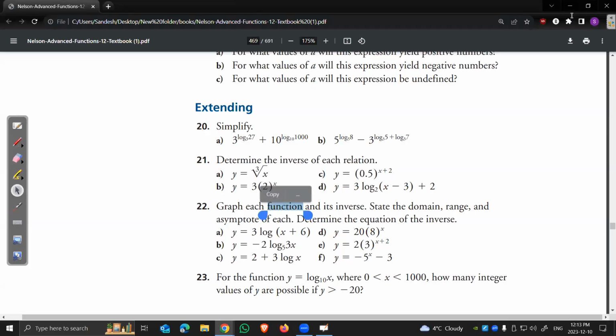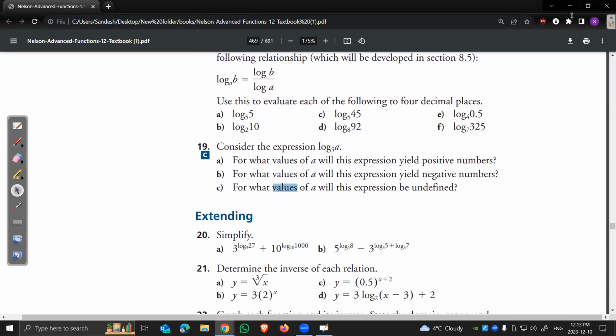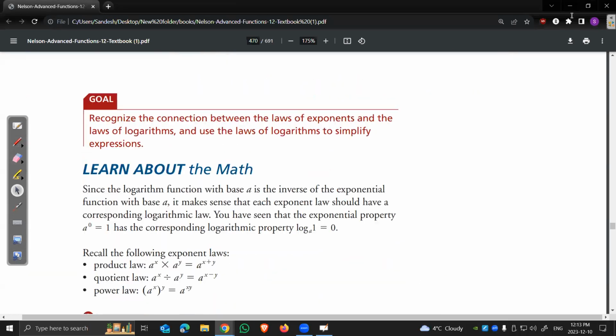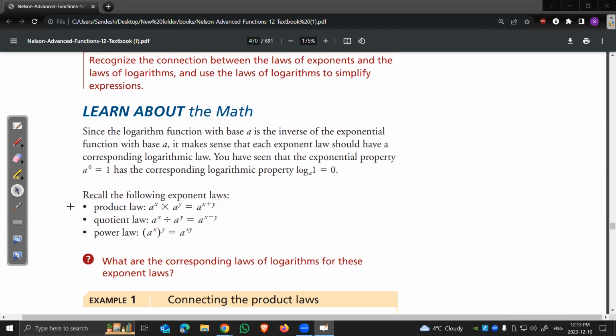I'm not going to graph it just yet. Any other interesting questions here? Not really. Let's go into log rules.